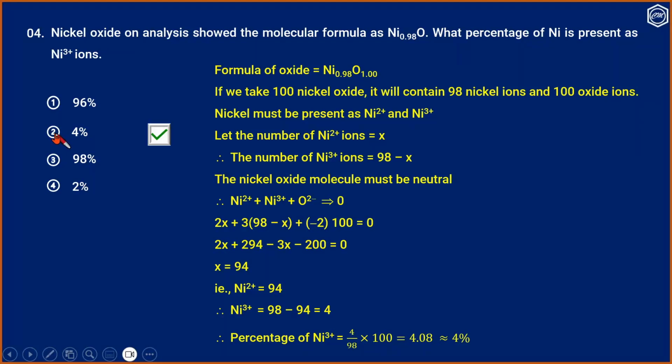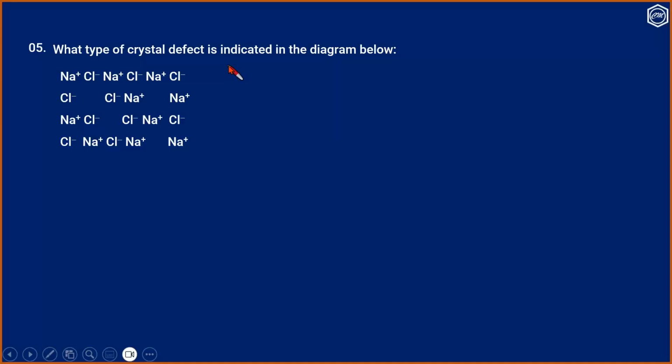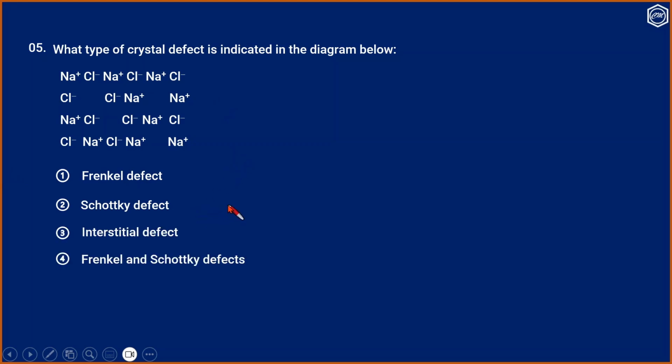Question number 5. What type of crystal defect is indicated in the following diagram? 1. Frenkel defect, Schottky defect, interstitial defect, Frenkel and Schottky defects.